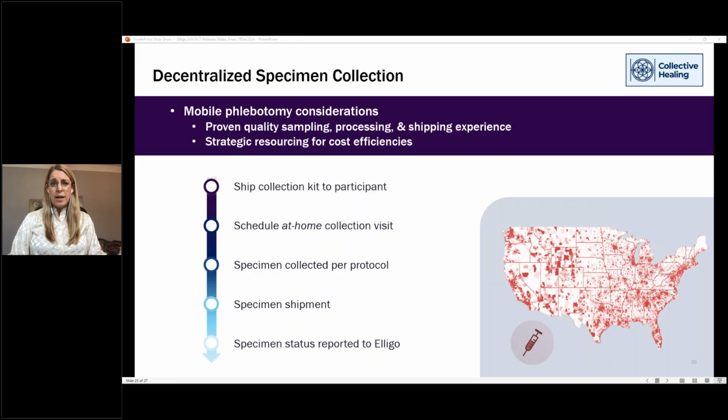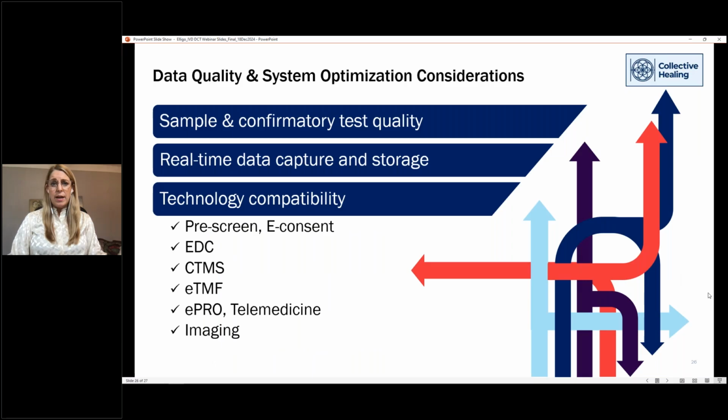And lastly, we can touch on data and system optimization. So looking at this slide, we'll start to wrap up here with a few points in respect to study data. Protocol-driven data requirements should be reviewed to ensure alignment on what will make a complete data set and what may be additional optional data, as said by the sponsor.